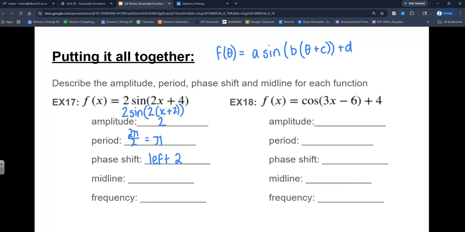For this function, much like the last, I do not have a number added on here to the end, so I could just put a plus 0. My midline is going to be y equals 0. And frequency is just the reciprocal of the period, so that is 1 over pi.